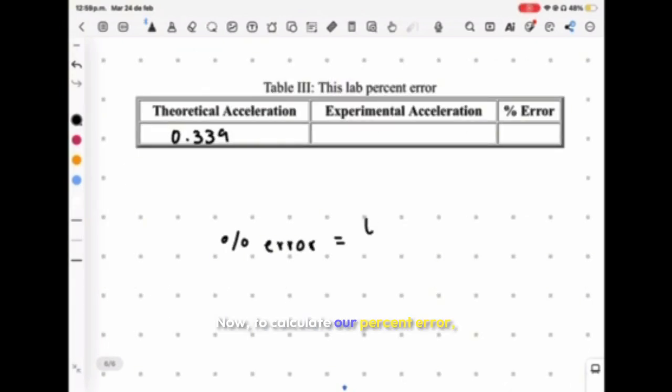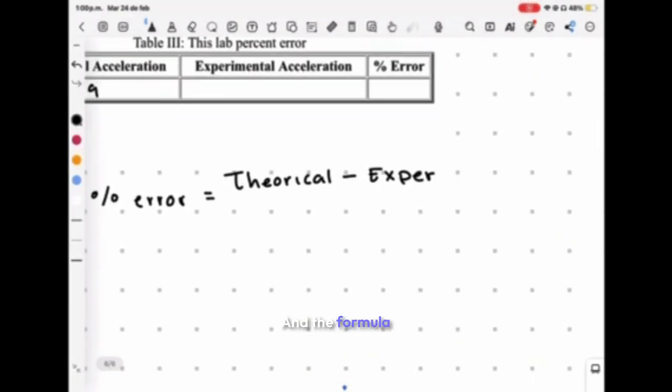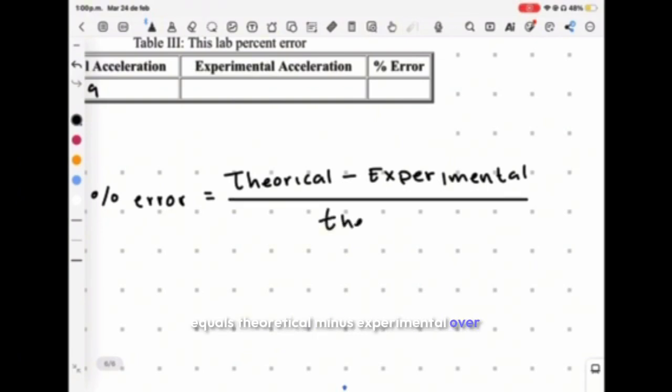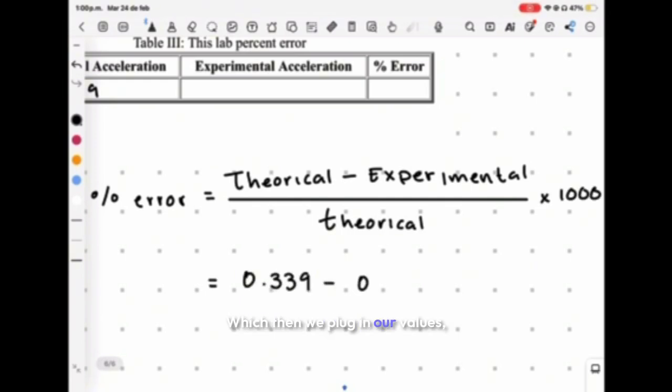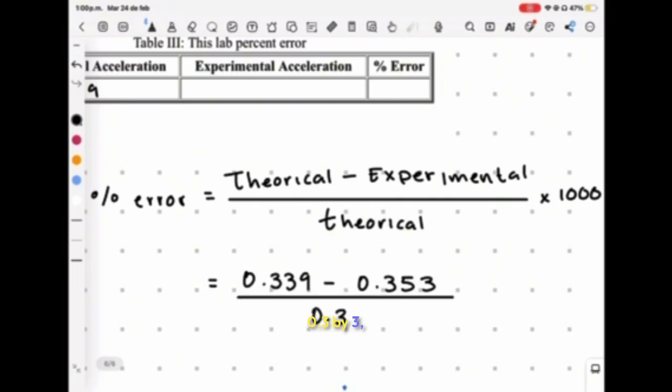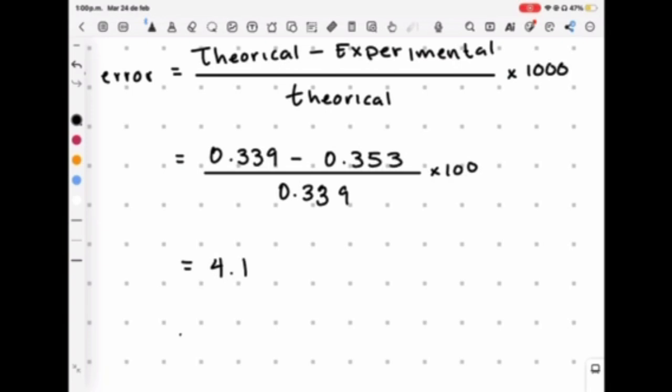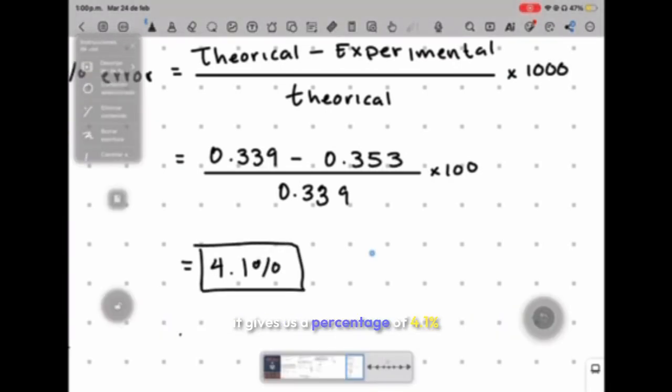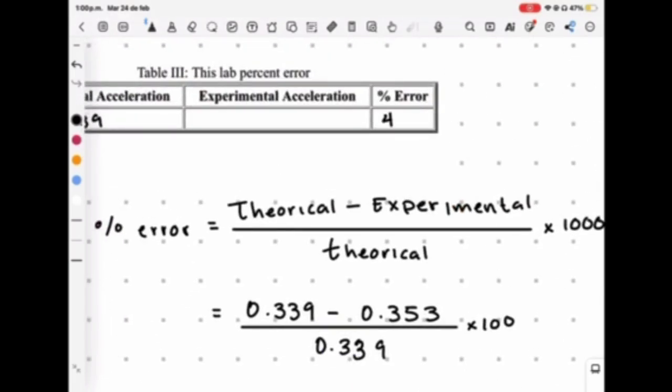Now, to calculate our percent error, we started by annotating our theoretical value that we got from our last equation. The formula that we're supposed to use is percent error equals theoretical minus experimental over theoretical, times 100. Then we plug in our values: 0.339 minus our experimental, which was in the first chart, 0.353, over 0.339 again, times 100. When we plug in those values into our calculator, it gives us a percentage of 4.1% error. And we go ahead and plug that value into our chart.